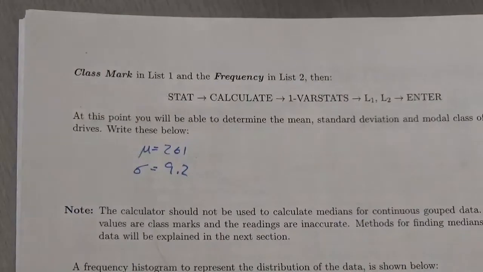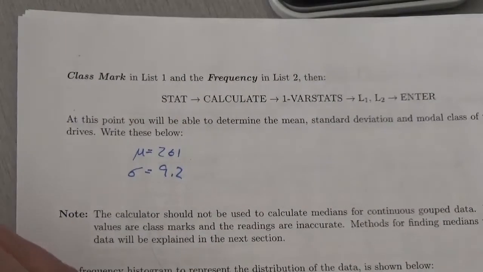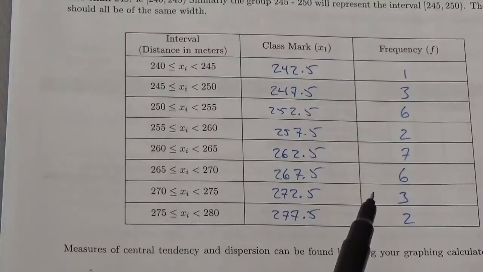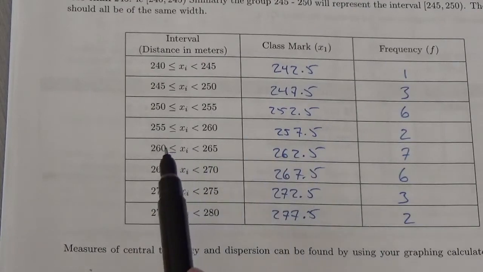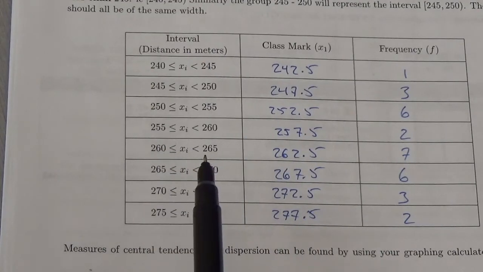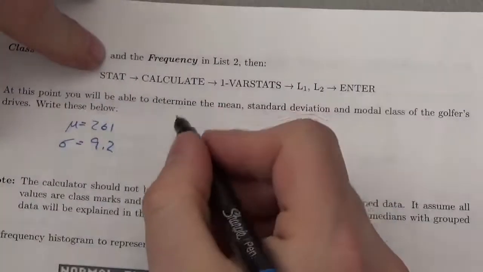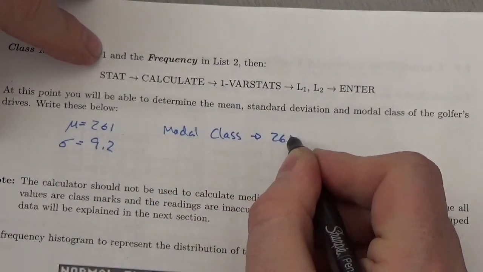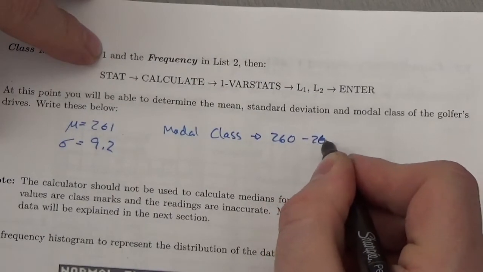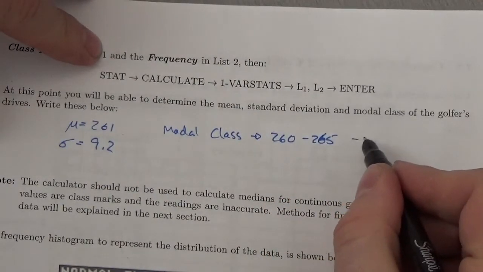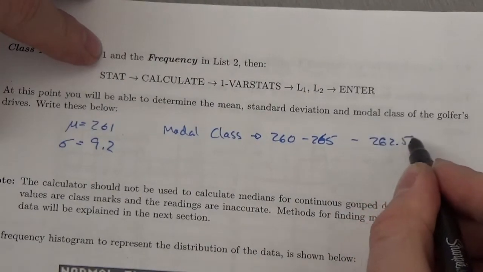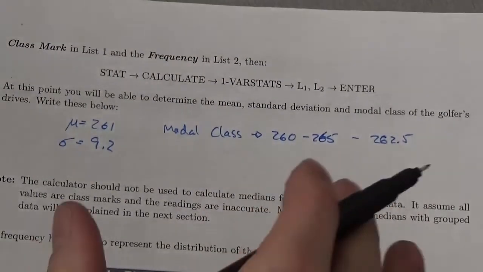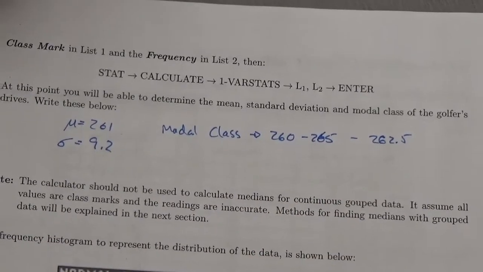Okay, and the modal class. Well, the modal class, once again, that's not really an issue of going to the computer so much as it is just going back to my chart. Which one here has the highest frequency? Well, it's this one right here. So my modal class is the 260 to 265. Okay, so the modal class was going to be 260 to 265, which was represented, by the way, by our 262.5 meters. So those are the values that we got from the chart here.